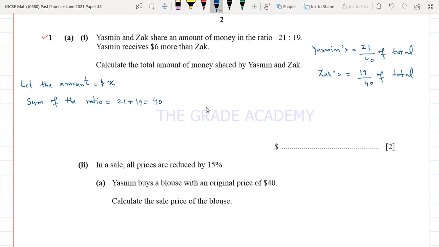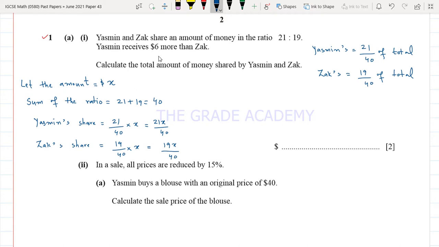As the total amount is X, Yasmin's share will be equal to 21 over 40 times X. Here the total is X and 'of' means multiplication. So this will be Yasmin's share, which can be written as 21x over 40. Similarly, Zak's share will be equal to 19 over 40 times X, which becomes 19x over 40.